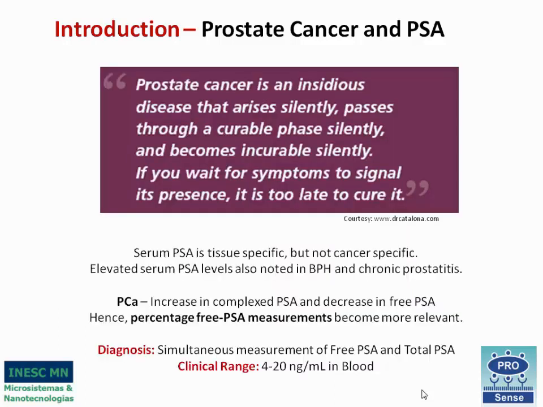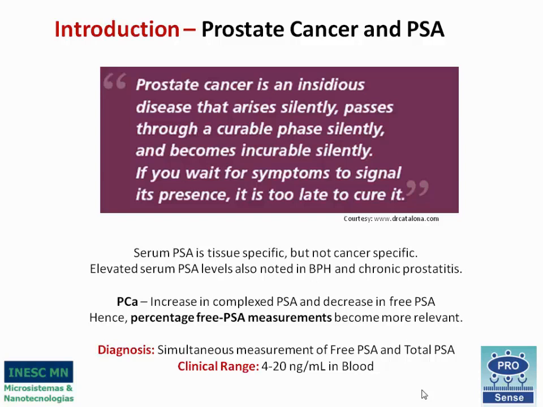And for this, there are two types of PSA that are commonly present inside the human system. One is the free PSA, which is present in very small amounts, and the other is the complex PSA, which is associated with protease inhibitors such as alpha-chymotrypsin.